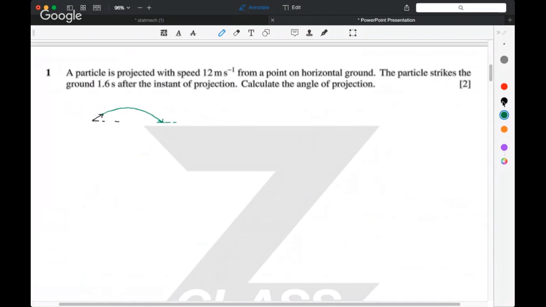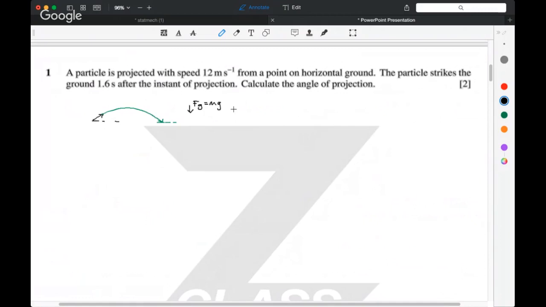Now the important thing about this is that you can treat the x and y components of its travel completely separately. You know that in this very simple scenario, the only force acting on the particle is the downwards force of gravity, which is mg. So the only acceleration it's going to experience is g, downwards.